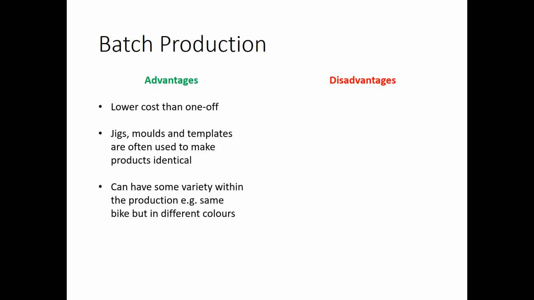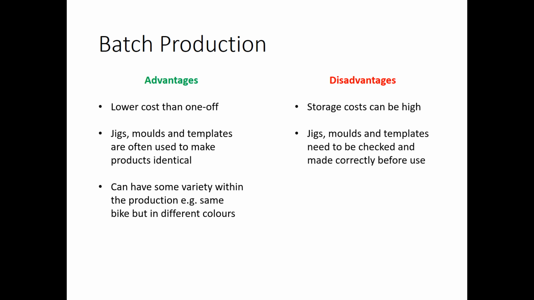Advantages: lower than one-off cost. Jigs, molds and templates often make the products identical. You can have some variety within the production. So for example, if you had a bike, it could be the same bike, but it could be detailed, or the aesthetics of it could be different.